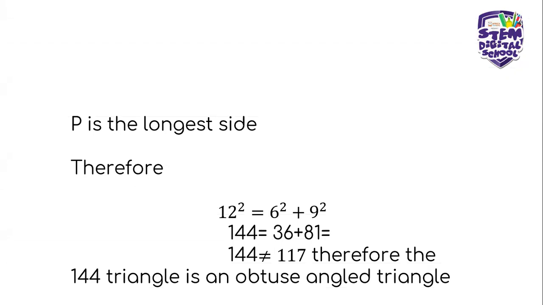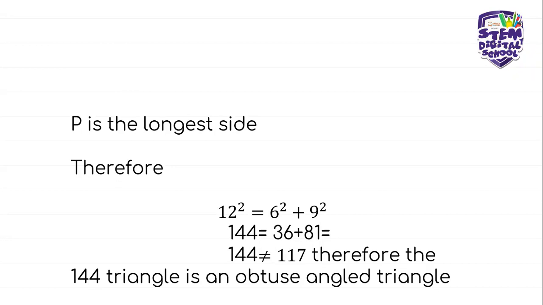I'm sure you agree with me. That is why I've put in the not-equal sign there. I've said, therefore, the left-hand side is not equal to the right-hand side. So the two are not equal because the left-hand side is 144 and the right-hand side is 117. Now, we can make a conclusion based on this.